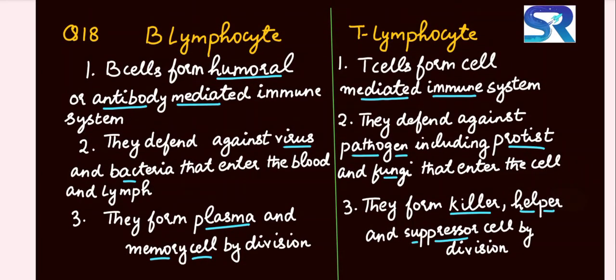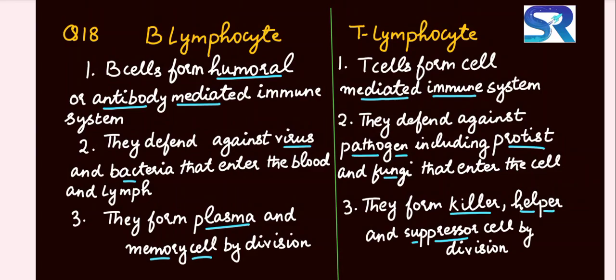Question number 18. B cells form humoral and antibody mediated immune system. Second, they defend against agents like virus and bacteria that enter the blood and lungs. Third, they form plasma and memory cells by division.